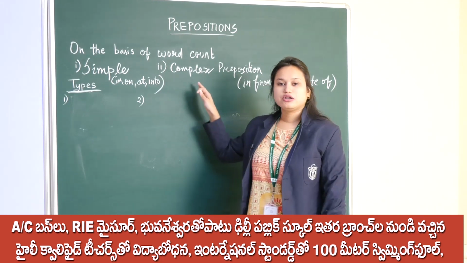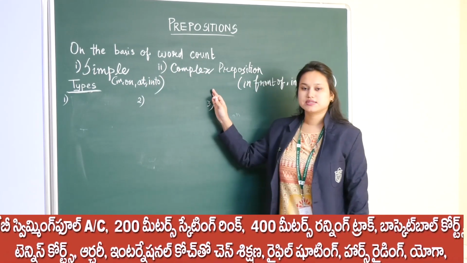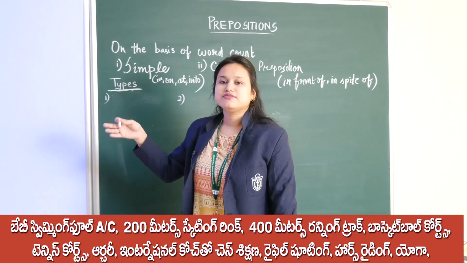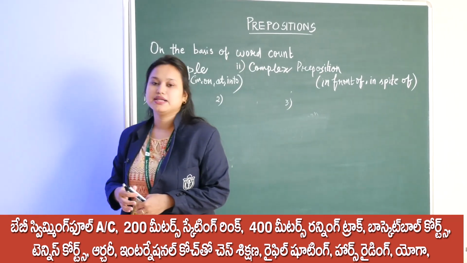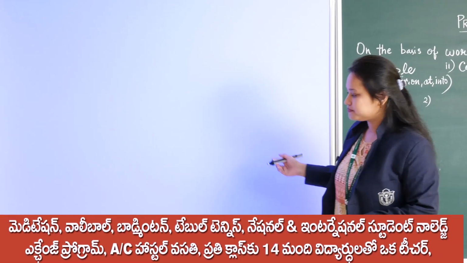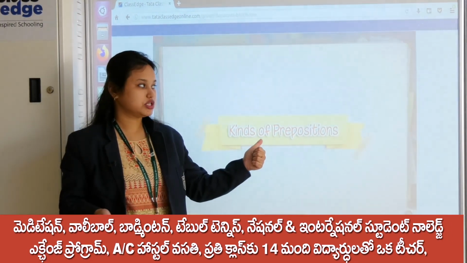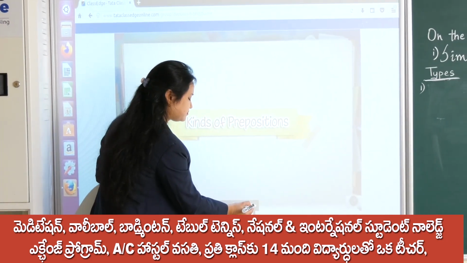So simple and complex are on the basis of word count. Simple means one word, complex means multiple words, right? So this is, I think, clear. Let's have a look at the video to understand more about simple and complex prepositions. So here we will watch the kinds of prepositions that I told you, simple and complex, all right?